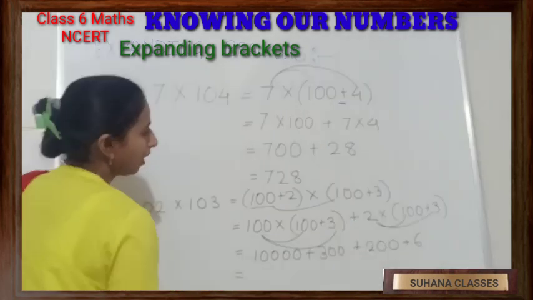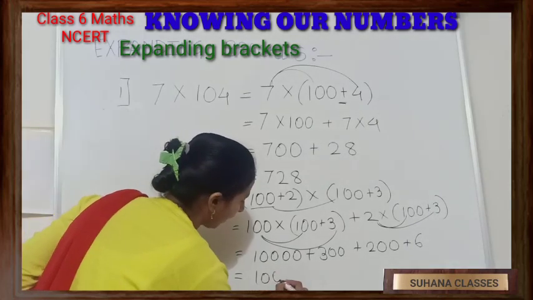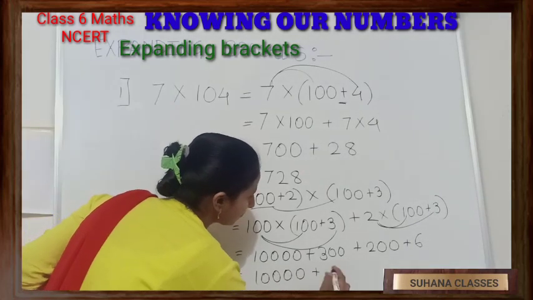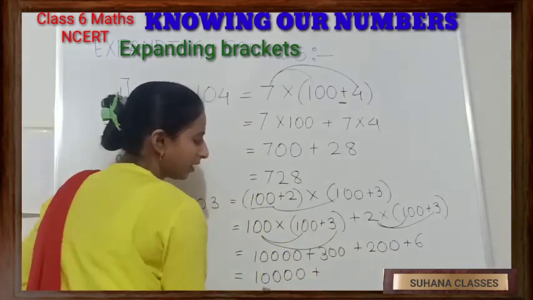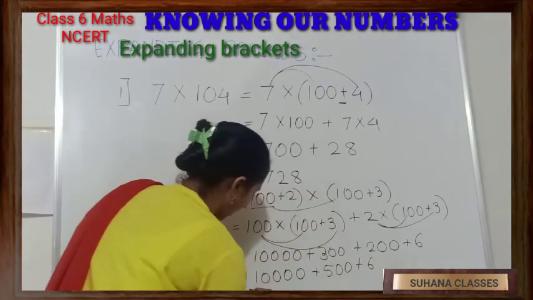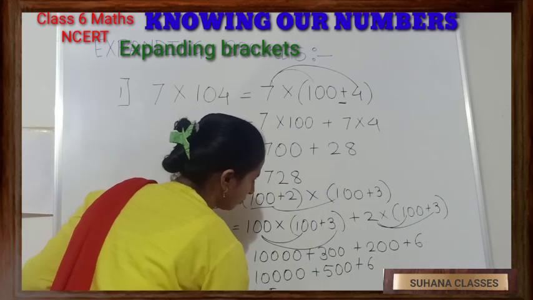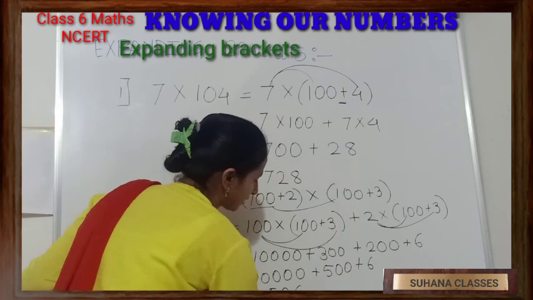So here how can I make my calculation easier? See here, I'll write this 10,000 as it is. This 300 plus 200 is 500, plus 6. And if I add all three numbers, I will get the answer as 10,506.